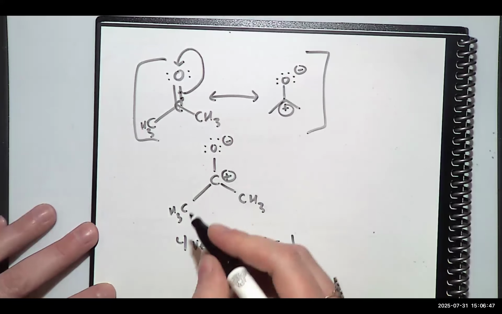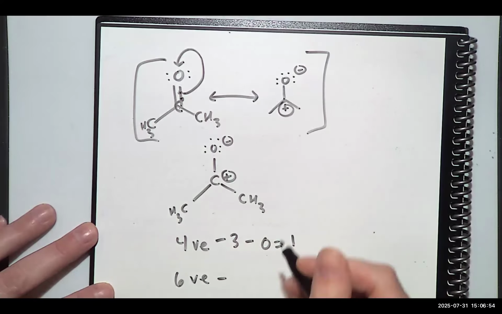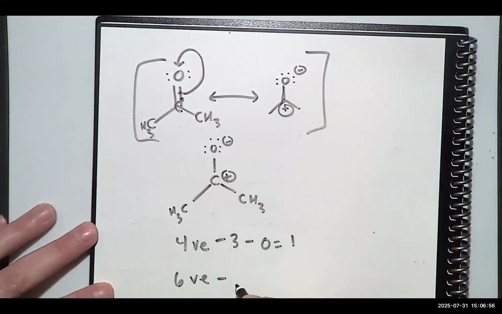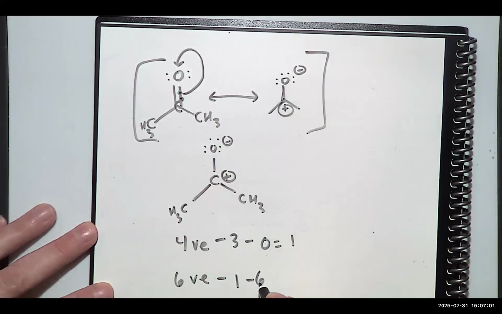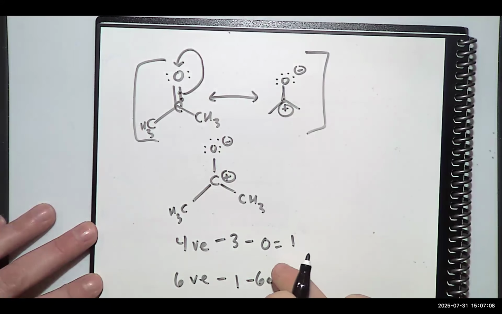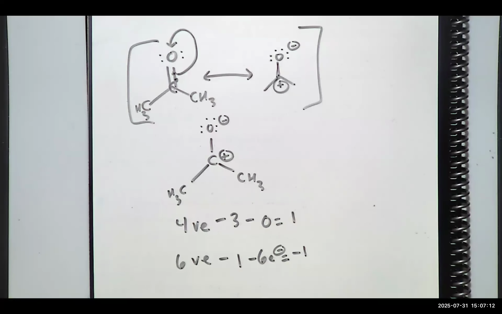Now this oxygen is in the 16th column, so it has 6 valence electrons, and it has 1 bond to it, and 1, 2, 3, 4, 5, 6 electrons. So 6 minus 1 is 5. 5 minus 6 is negative 1. Put a negative charge for that. So that's why we have a negative there. So that's kind of a review of formal charge and bond line formula.